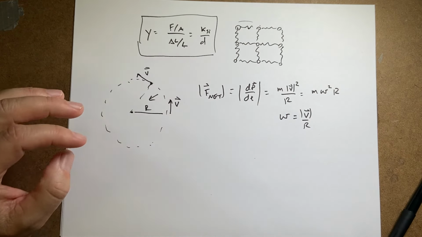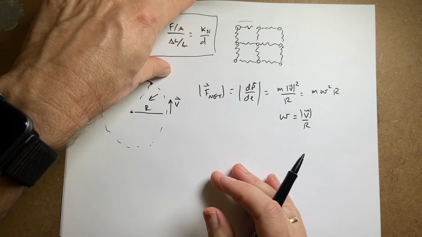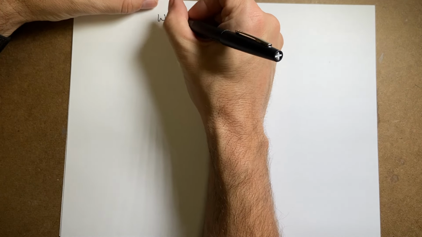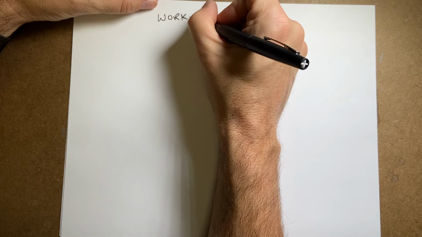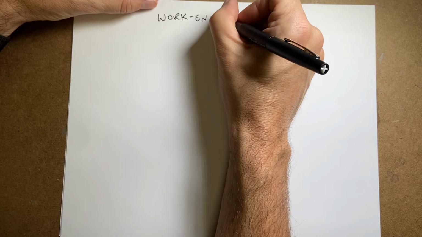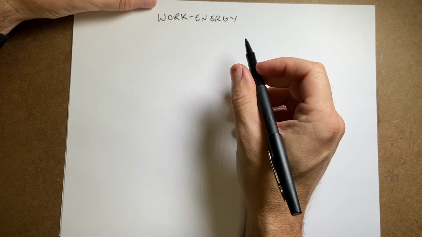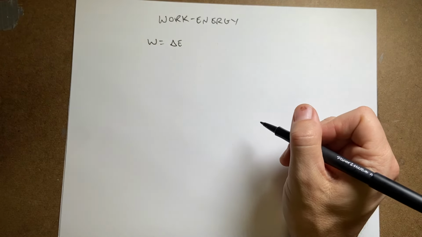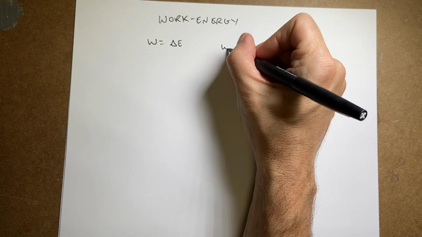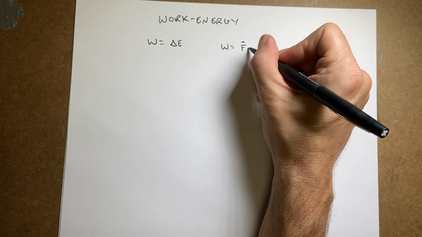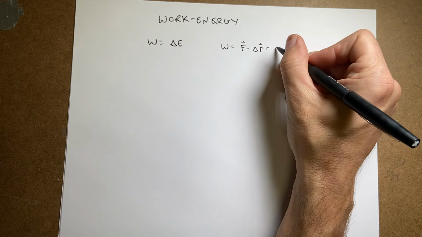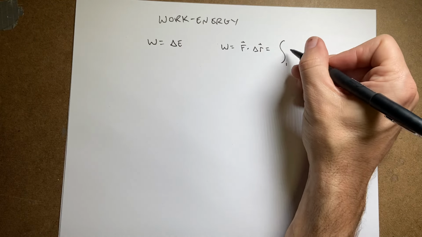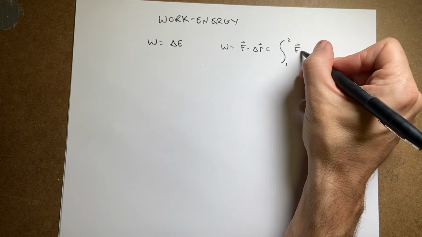Okay, I have one more thing to show you. But let's talk about the work energy principle. Okay, we already said work is a change in energy. And we said work is F dot delta R, and that's equal to the integral from 1 to 2 of F dot dr.